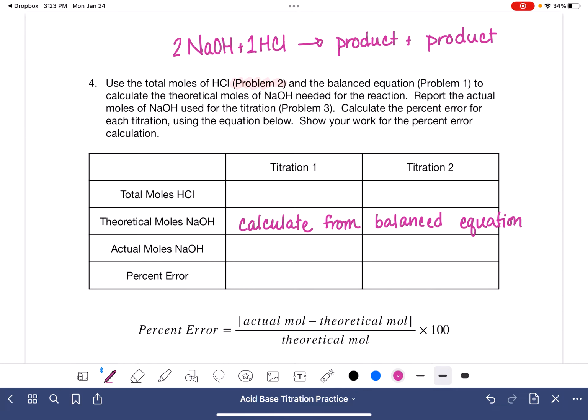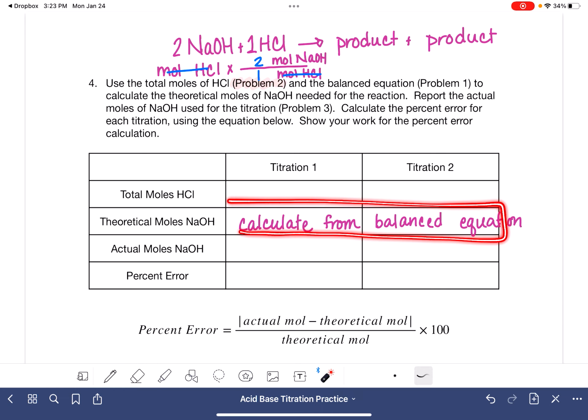If that was the case, you would take your moles of HCl, that is this number right here, your total moles of HCl, and you would want to multiply that by a conversion factor that has moles of NaOH on top and moles of HCl down on the bottom, so that the moles of HCl can cancel. And in this, you'll be using the stoichiometric coefficients from the balanced equation. So you'll be using 2 and 1, if that's what the coefficients are. Whatever the coefficients are, you're going to fill it in there. You'll do the math on that, and that's going to give you these numbers right here, the theoretical moles.